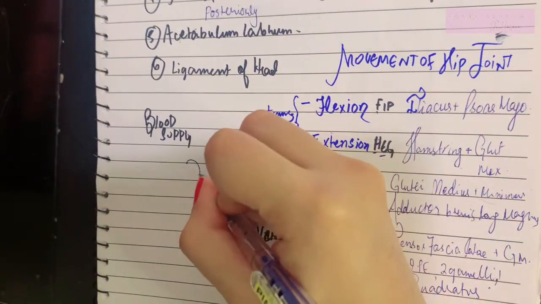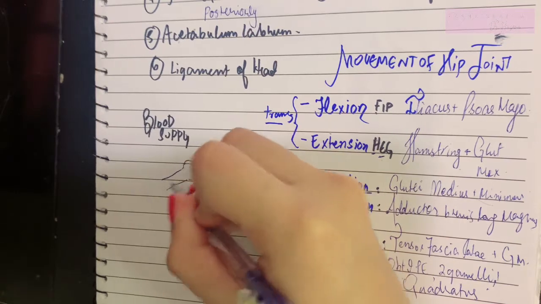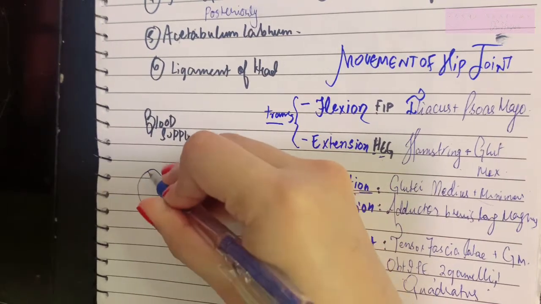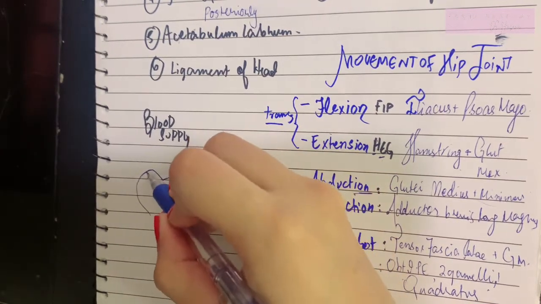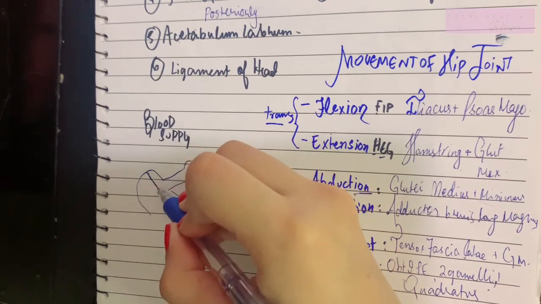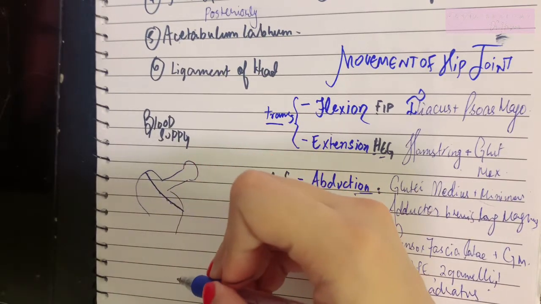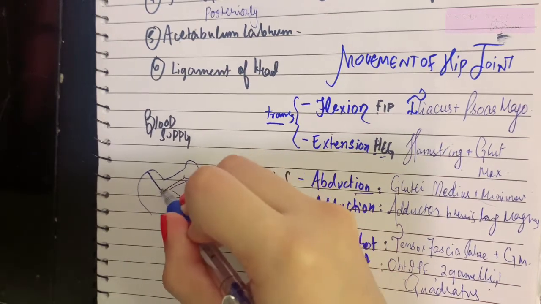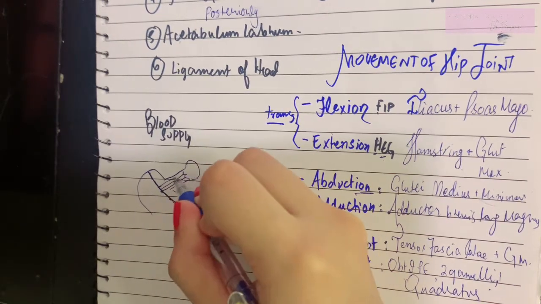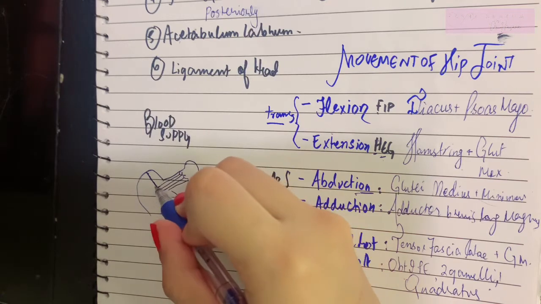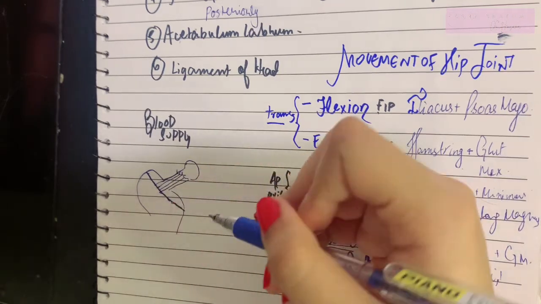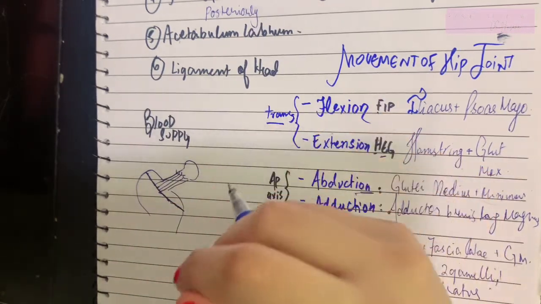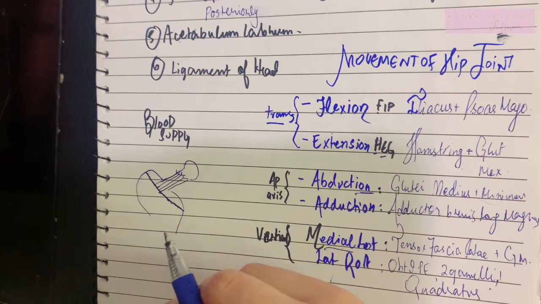So if this is the head of the femur, this is the neck of the femur, this is the attachment of capsule on the femur. From the capsule of the femur, over here the arterial circle formed by the medial and lateral circumflex arteries will give the branches called the retinacular arteries. These retinacular arteries run directly over the neck of the femur and give blood supply to the intracapsular part of your neck of the femur.